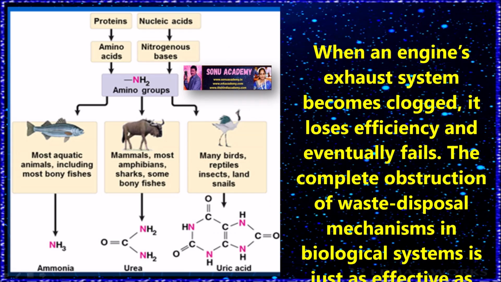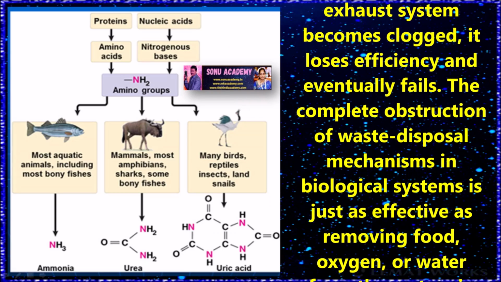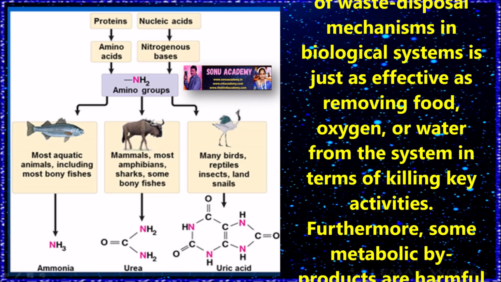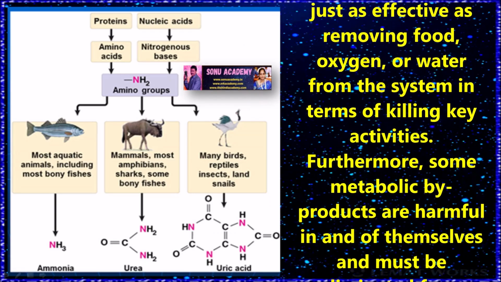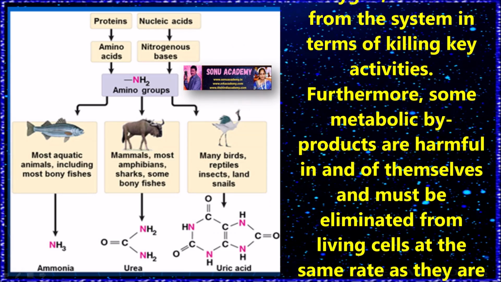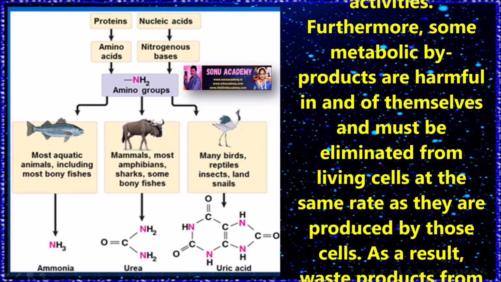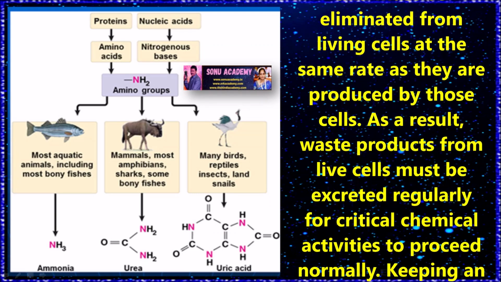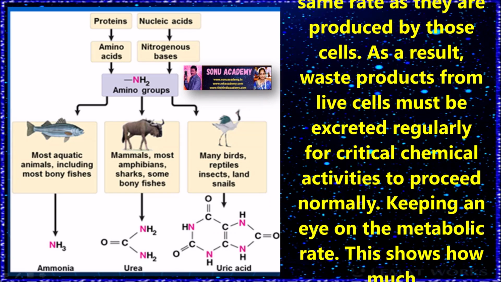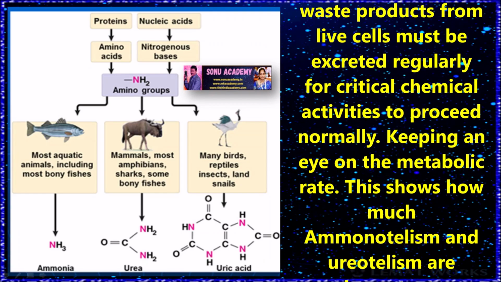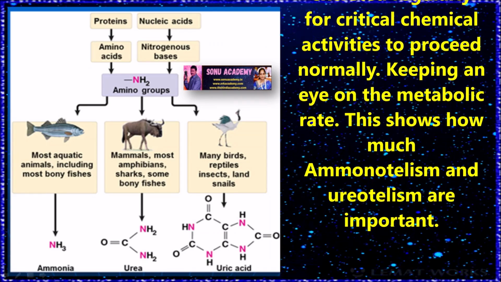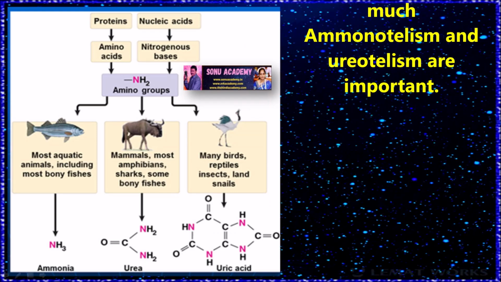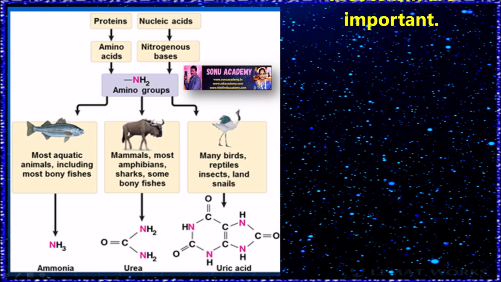The complete obstruction of the waste disposal mechanism in a biological system is just as effective as removing food, oxygen or water from the system in terms of killing key activities. Furthermore, some metabolic byproducts are harmful in and of themselves and must be eliminated from living cells at the same rate as they are produced by those cells. As a result, waste products from living cells must be excreted regularly for critical chemical activities to proceed normally. Keeping an eye on the metabolic rate, this shows how important ammonotelism and ureotelism are.